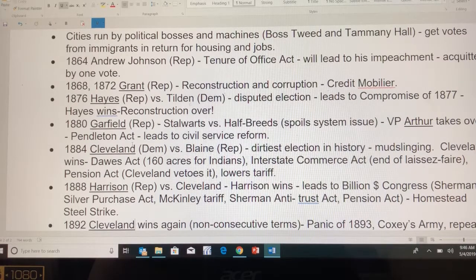I already talked about the Hayes-Tilden election, where Hayes wins at the expense of Tilden, and we see this leads to the Compromise of 1877, where Hayes wins and Reconstruction, military reconstruction's over in the South, and we will forget about securing the rights of African Americans.